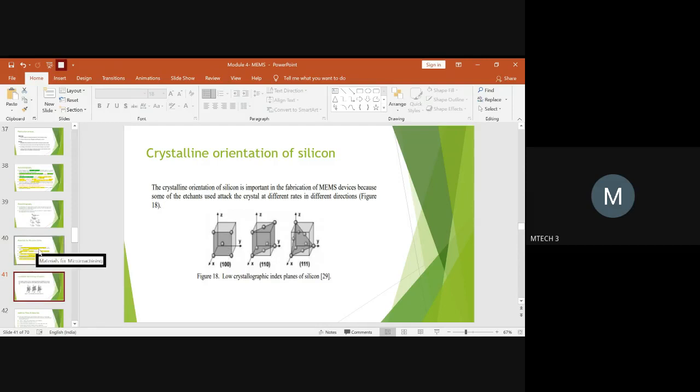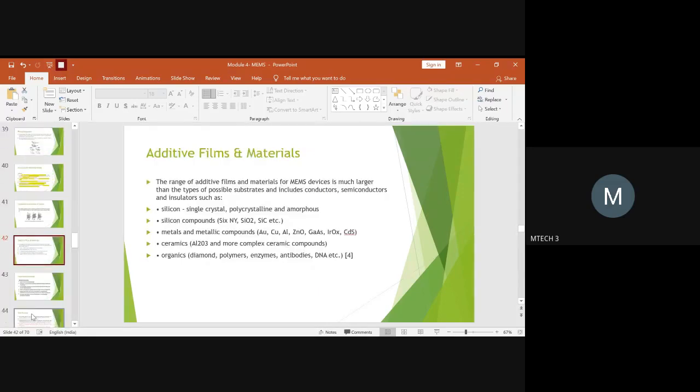So any doubts related to the substrates? Is photolithography and the substrate part clear enough? Yes, ma'am. Okay, any doubts, kindly let me know in between at any time.